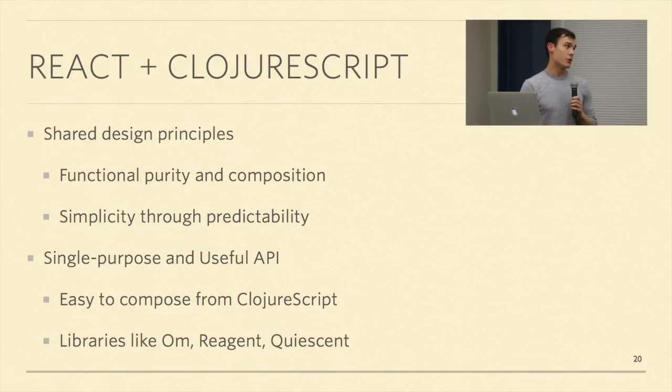Another important distinction from React with other front-end frameworks is that it has a focus on letting you use the functions and objects of your language. It doesn't introduce a bunch of new concepts. It doesn't wrap your data in a bunch of scopes, for example. There's a pretty clear distinction that you're using the concepts of the programming language that you're using to build it with. So there's a bit of simplicity there. And then lastly, React has a simple API. So it's a very single-purpose library, so it's easily composable from ClojureScript.